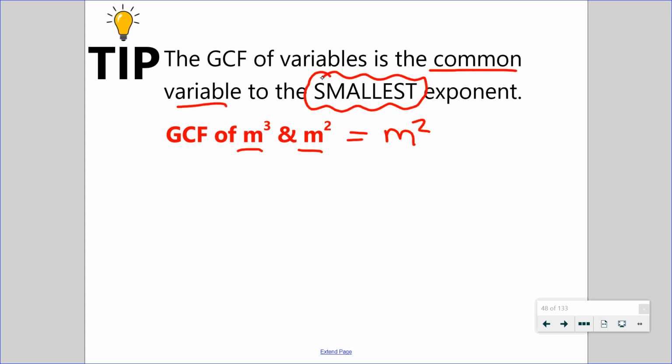Now, doesn't that sound weird? Greatest common factor is the smallest exponent? Well, the reason is because m squared needs to be a factor of both of them. So if I chose the bigger of the two, m cubed is not a factor of m squared. So that's why I go with the smallest.